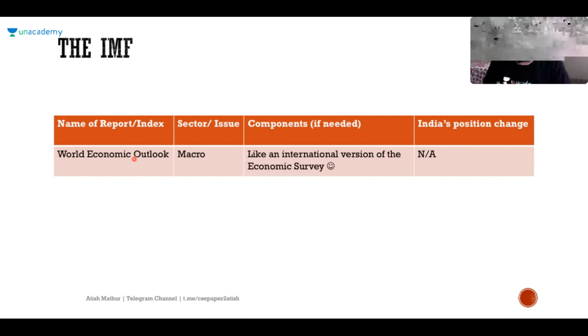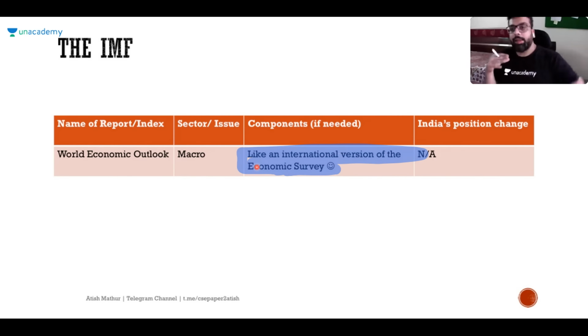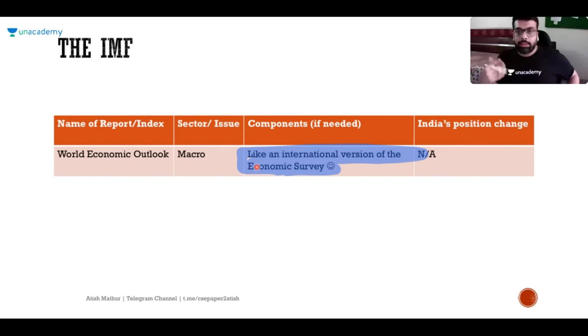Okay, it's a macroeconomic report. It is basically, to put it in one line, an international version of the economic survey. It's just explaining what are the larger macroeconomic issues that the world is facing. We need to understand the impacts of these international issues. What are the major macroeconomic developments, policy changes that countries around the world could make to make their economies more thriving and more resistant to slowdowns.